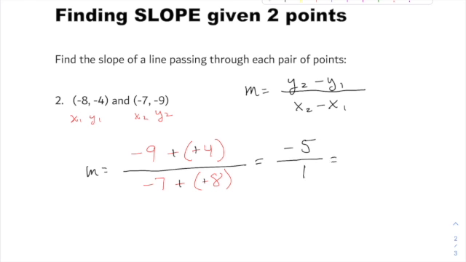And here we go, we have a negative divided by a positive, so that's negative, and 5 divided by 1 is 5, right? We never leave anything over 1. That's not simplest form. So this slope is -5.